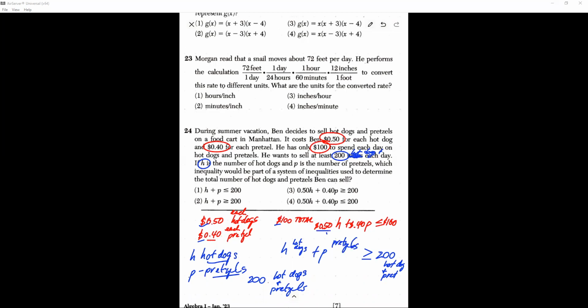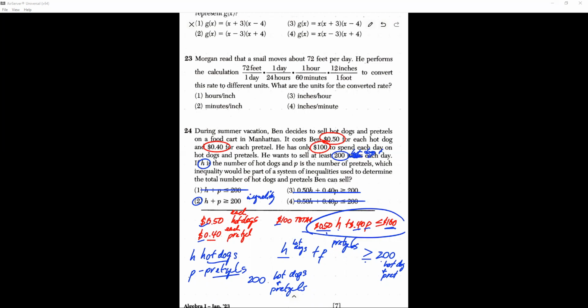So 50 cents times H plus 40 cents times P is going to be less than or equal to 100. That's one. And then the other one is H plus P has to be greater than or equal to 200. Now, if you look at the choices, that would be choice 2. There's nothing else in here that works at all. So this is the only inequality that works. The other inequality would be this one. But that's it.